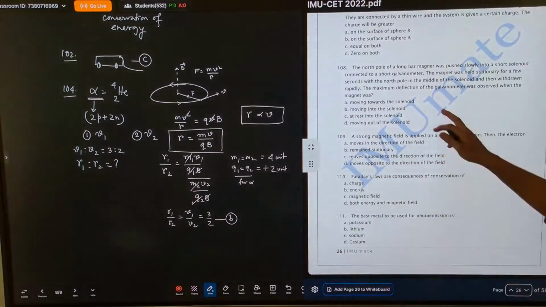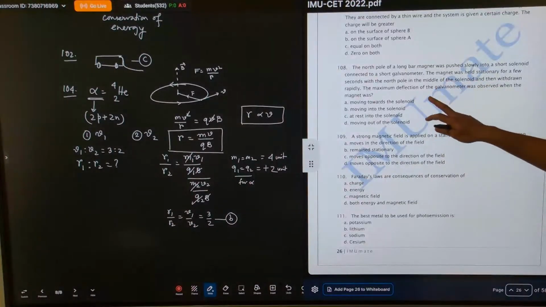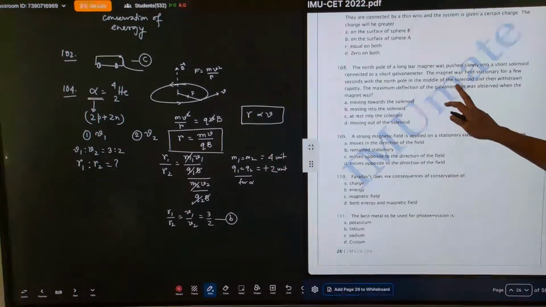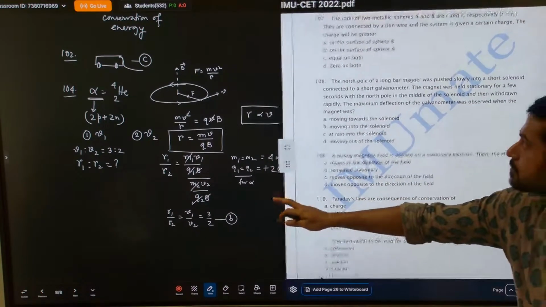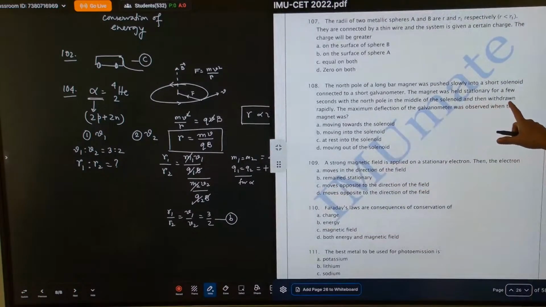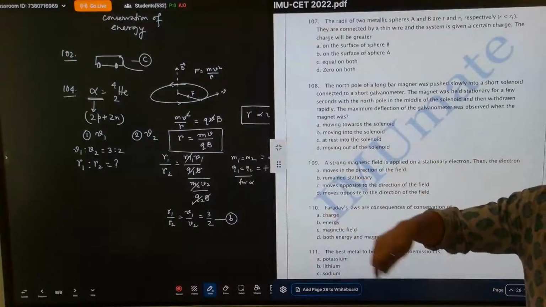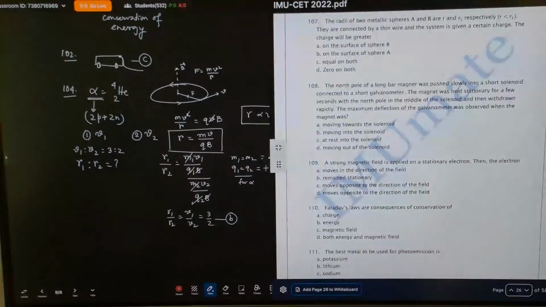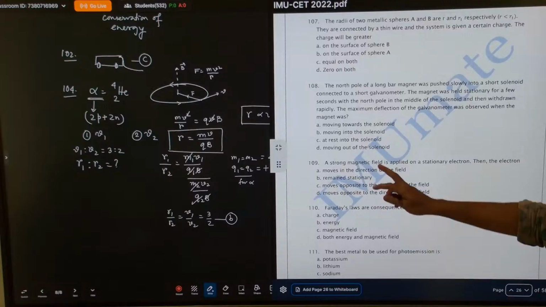In which case you are doing it? The magnet was held for a certain time, and then see this third line, and then withdrawn rapidly. When you took out the magnet rapidly, then the maximum deflection will take place. Option D.